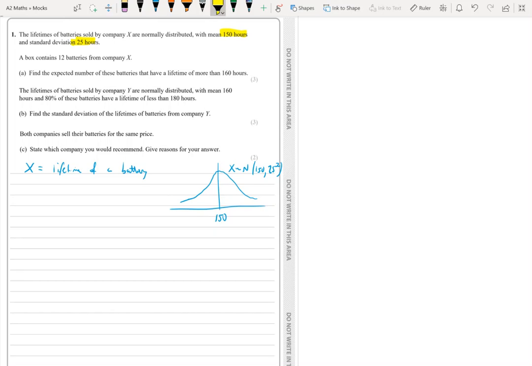Then a box comes in. We've got a box of 12 batteries, so we've got a sample size. This is probably heading towards binomial now. Find the expected number of these batteries that have a lifetime of more than 160. So this is a new variable. This is Y. It's counting the number of batteries.